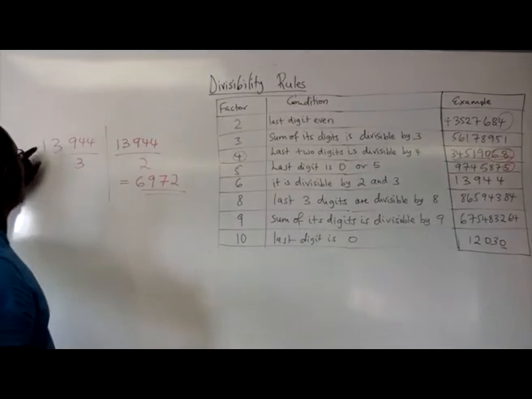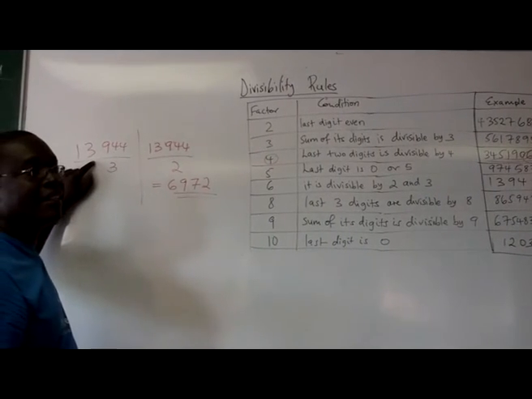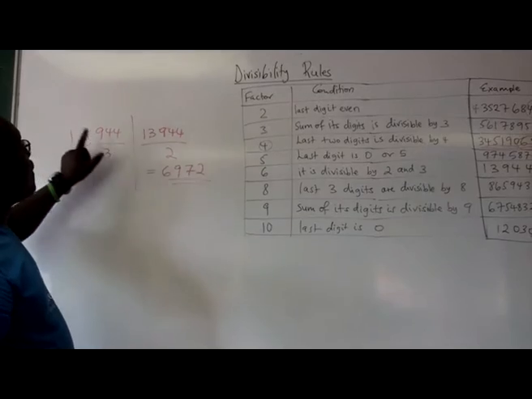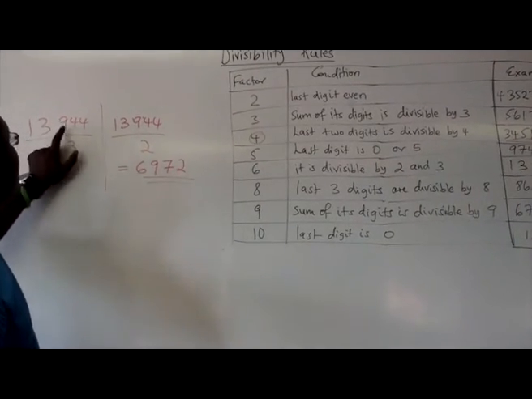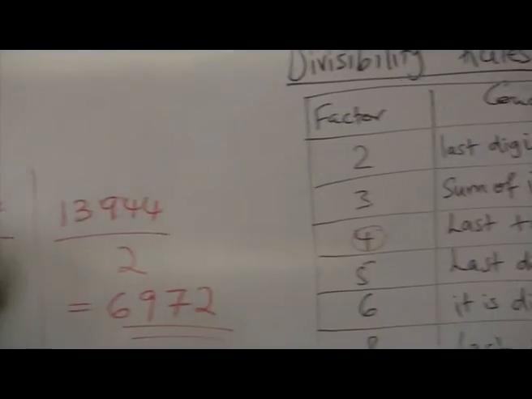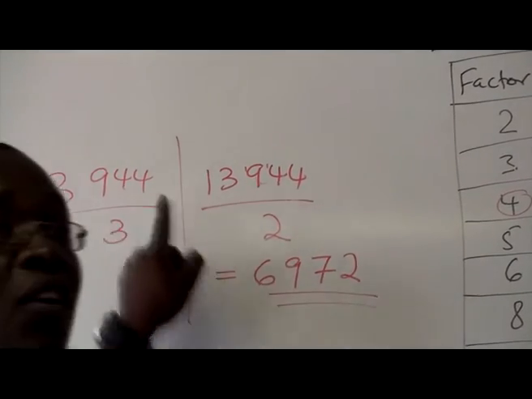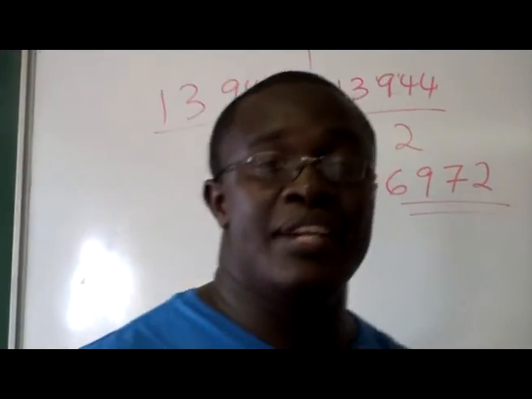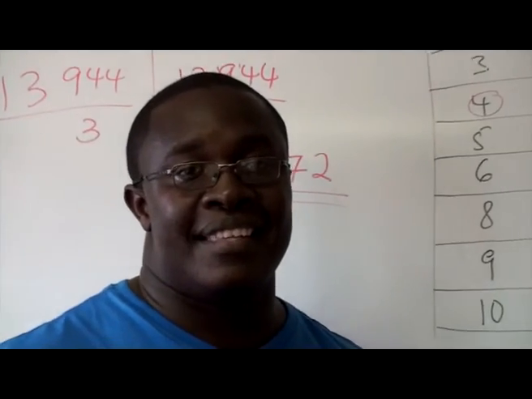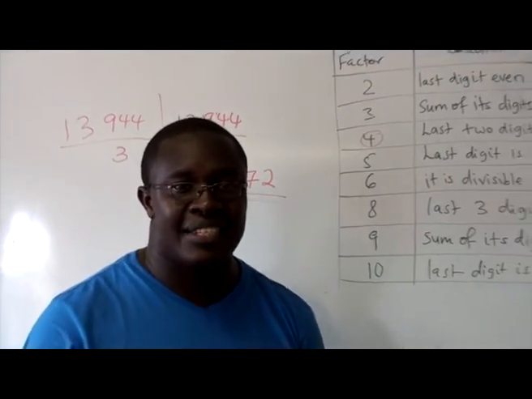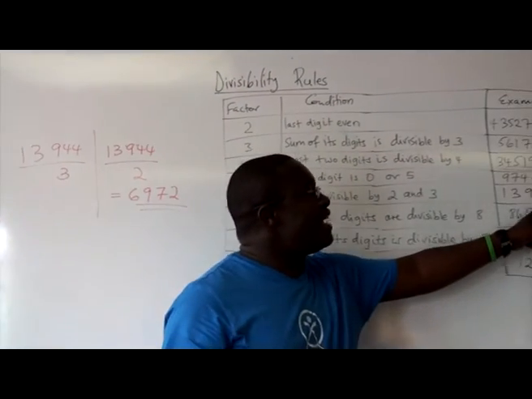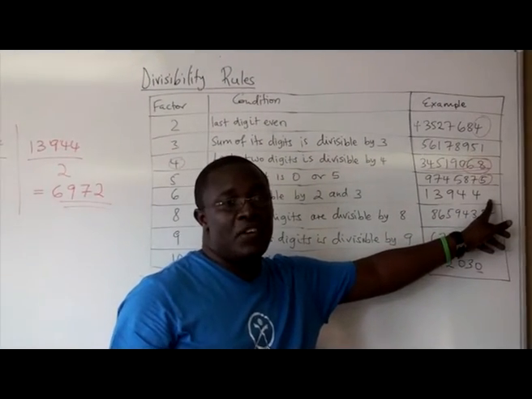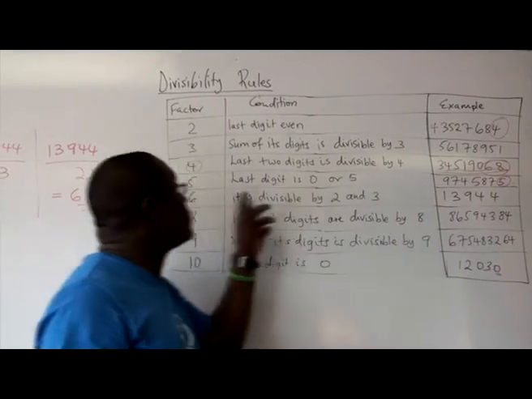Let's do that. So 1 plus 3, that's 4. 4 plus 9, 13. 13 plus 4, 17. 17 plus 4 is 21. So you ask yourself, is 21 divisible by 3? The answer is yes. So that means that this number, 13,944, is actually a multiple of 6.